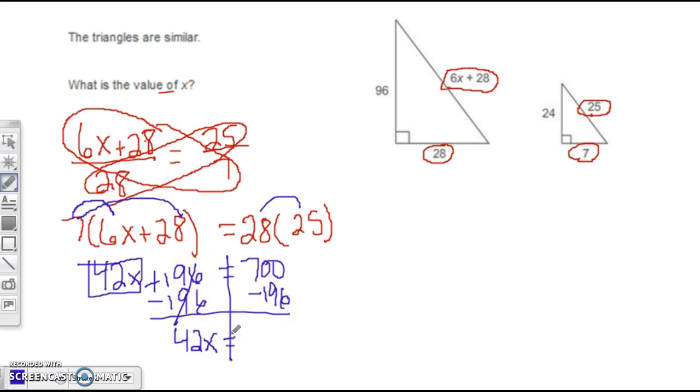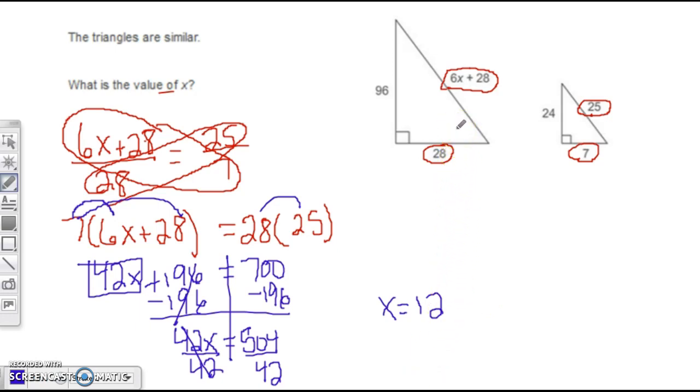I'm going to bring that 42x straight down, and then I'm going to subtract. And then I can divide each side by 42. And I got x equals 12.